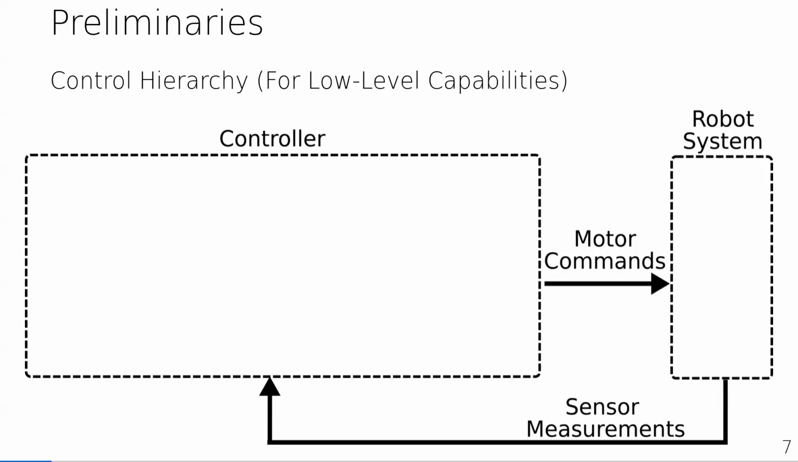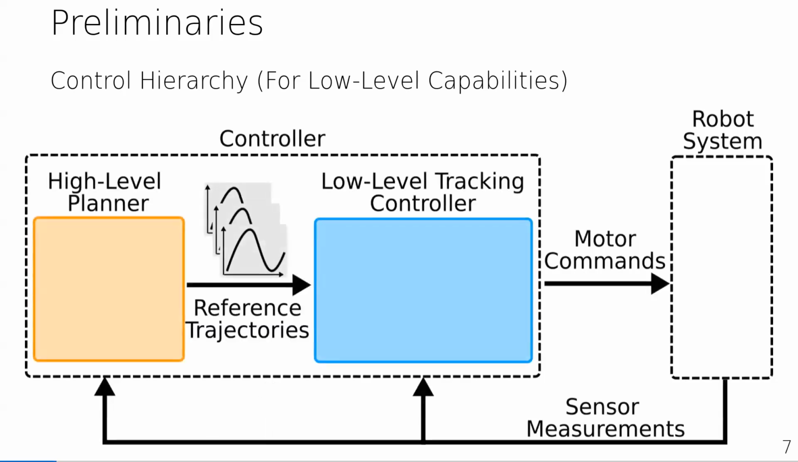In the work discussed today, we use a control hierarchy to separate the controller into a high-level planner that sends general reference trajectories that are then tracked by a low-level controller. While there are generally no restrictions on the update rate of the high-level planner, the low-level controller typically needs to run at a kilohertz or faster in order to stabilize the system. So first off, we're going to talk about high-level planning.